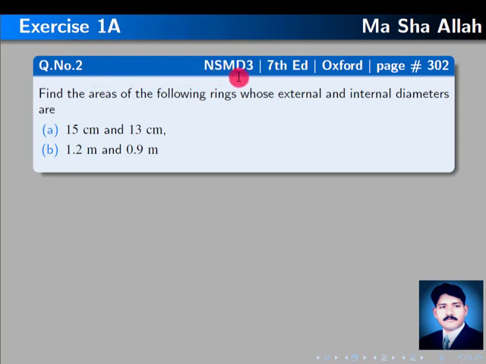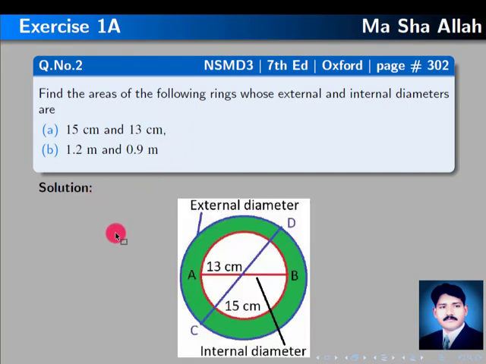Question number 2, New School Mathematics D3, 7th edition, Oxford, page number 302. Find the area of the following rings whose external and internal diameters are: part A, 15 centimeter and 13 centimeter; part B, 1.2 meter and 0.9 meter. Here are given the two rings. Let us solve the part A.